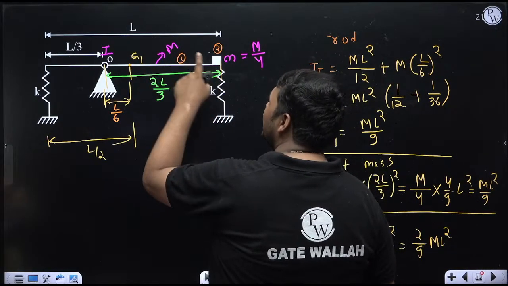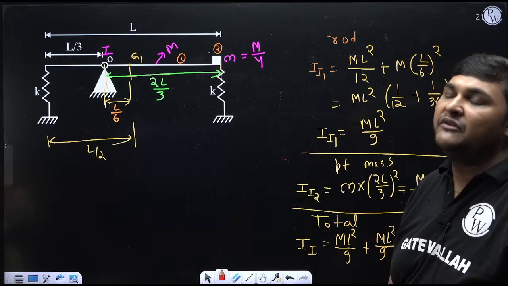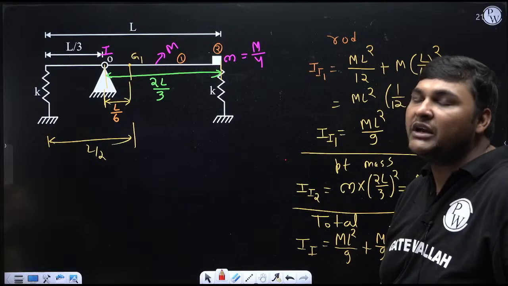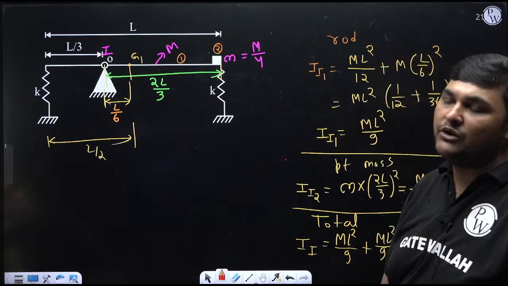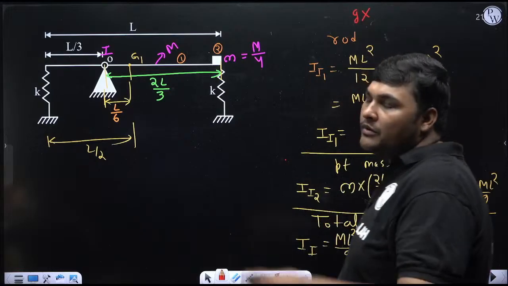So due to weight, there will be static deflection in the spring, and they will cancel or counter each other's effect. So that's why we will neither consider weight nor static deflection during the equation of vibration. So here I am writing: there is no role of gravity in the restoration.